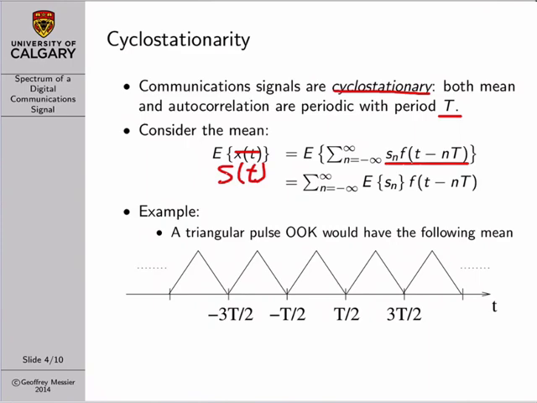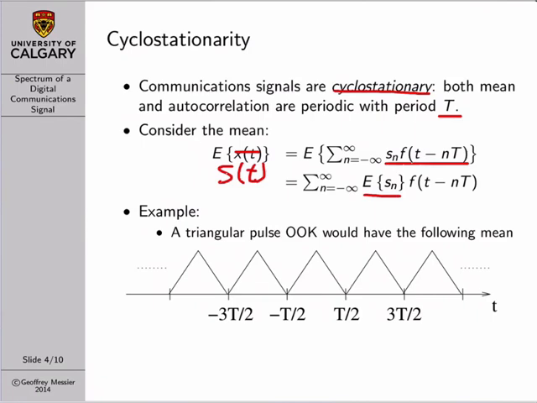And so the only term in this equation that's random is the signal vector values, and so we take the expected value of the signal vectors. And so let's consider an example. Let's consider a triangular pulse on-off keying PAM scheme. And on-off keying is where you transmit the pulse shape to represent a 1, and when you want to transmit a 0, you transmit nothing at all.